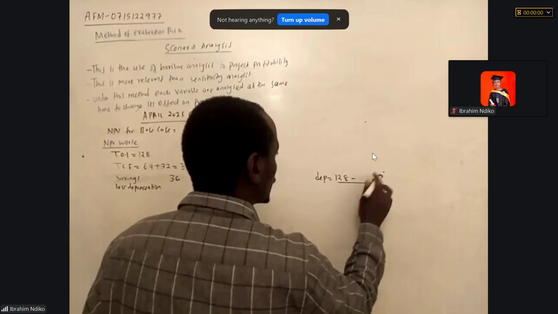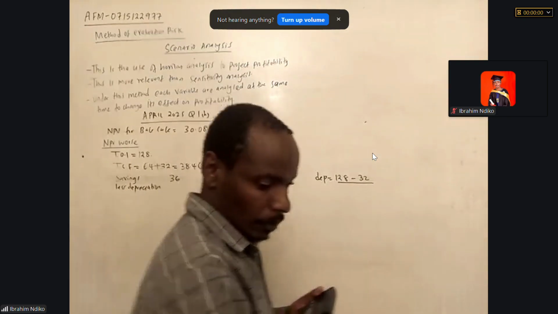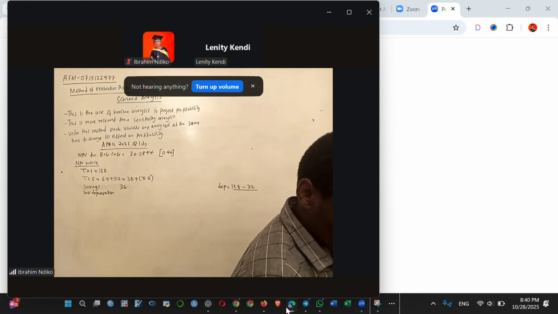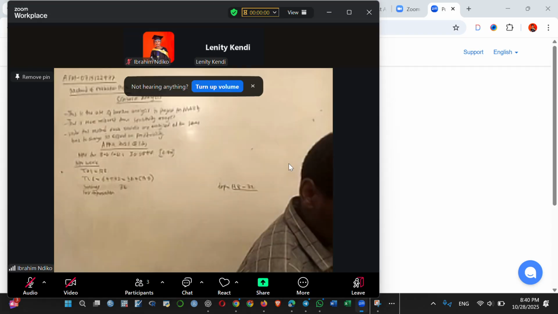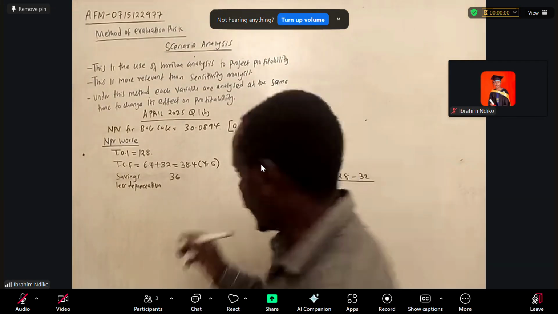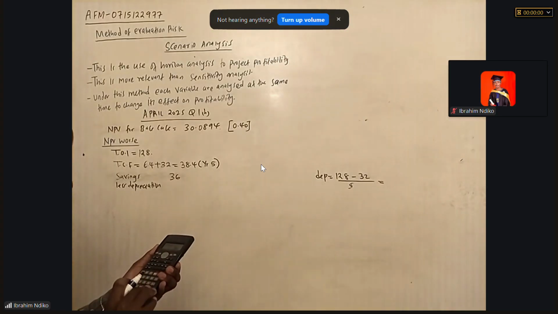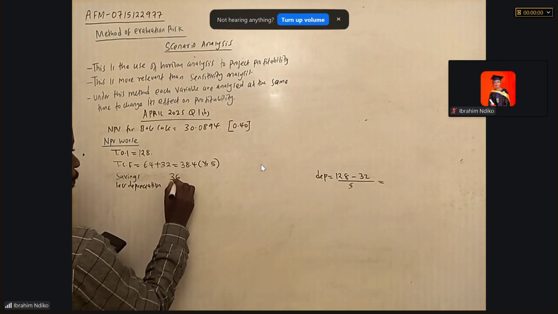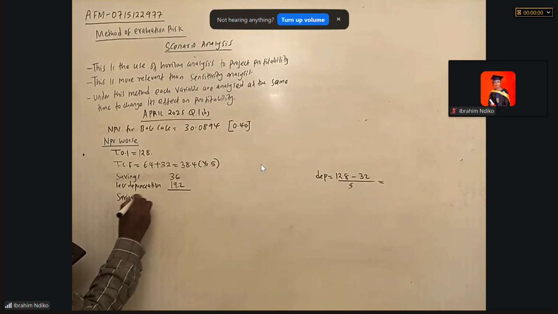6.4 ni net operating working capital. What is the useful life? The useful life will remain the same, 5 years. So divided by 5. Itakuwa 128 minus 32 divided by 5. Itakuwa 19.2.